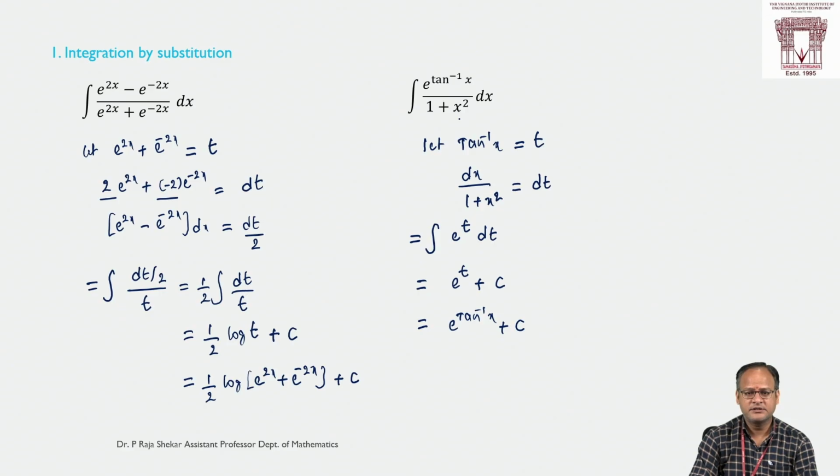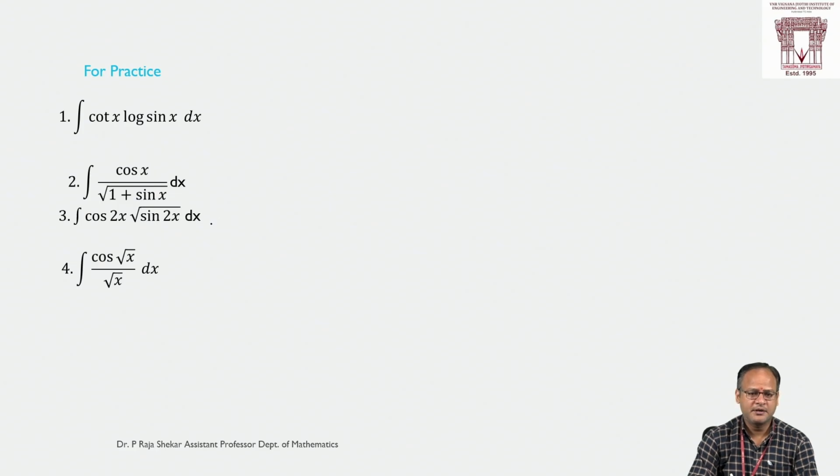So in all these examples, what we have to see is that we connect the terms in it, where one is the derivative of the other. Here, tan inverse x has the differentiation 1 by 1 plus x square. In the previous example, e^(2x) plus e^(-2x) has the differentiation as the numerator, e^(2x) minus e^(-2x). As we find 2 is missing, that is why we kept dt by 2 on the other side.